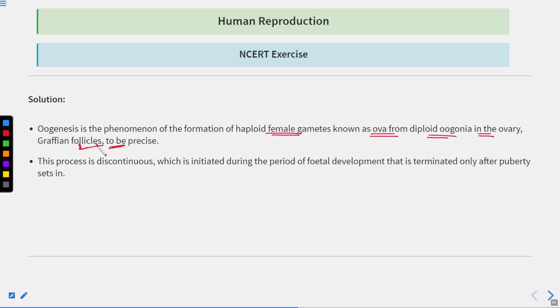Clear? We have already seen when we studied the menstrual cycle, what happens? The Graafian follicle is formed, which is the mature follicle, and within the Graafian follicle, this ovum is present, and the rupture of the Graafian follicle releases this ovum. Clear? Now this process is discontinuous, which is initiated during the period of fetal development, and is terminated only after puberty sets in.